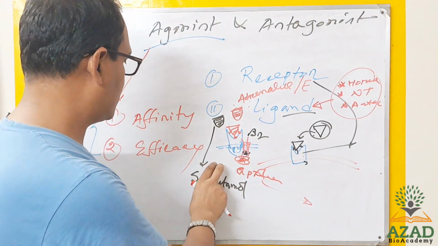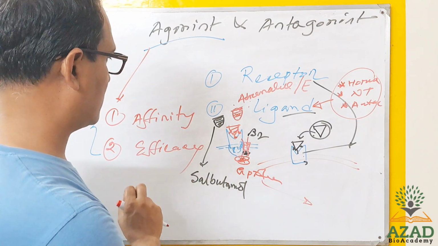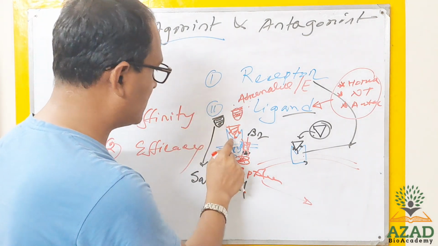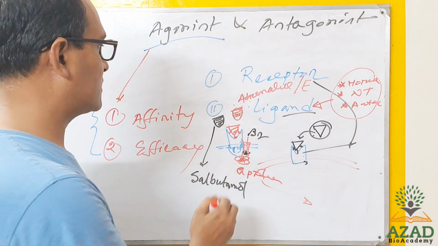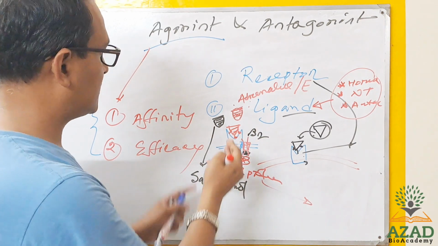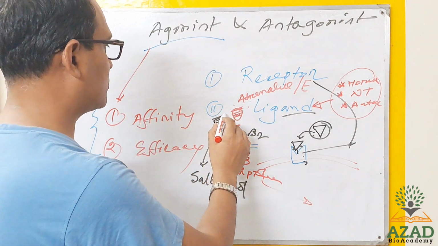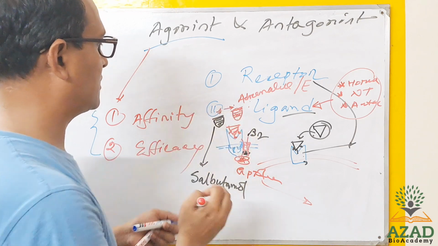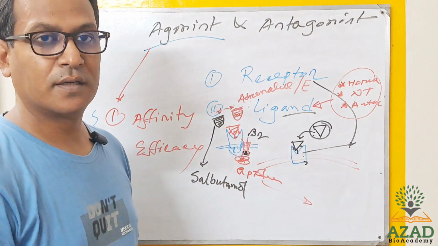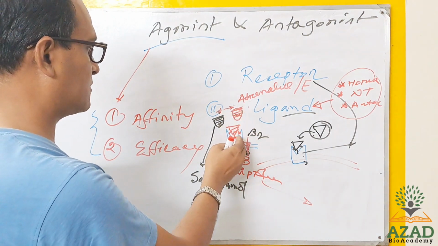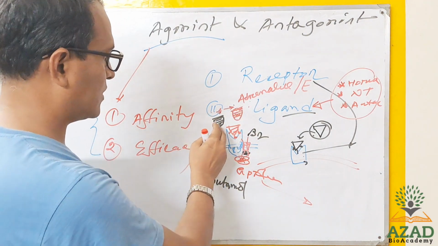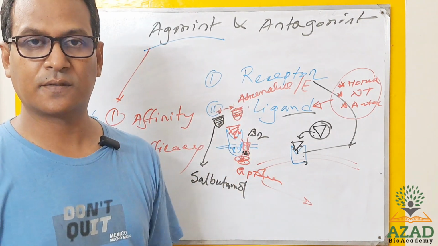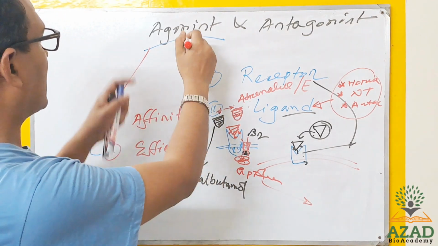Then you will, of course, take salbutamol. Salbutamol will bind the same receptor, and it also has the ability to change the conformation. That means similar activity and similar structure. So this one is an agonist with that. That means both are agonists to each other. You can say this one is an agonist with the specific receptor, this one is also an agonist with the specific receptor, and both are agonists to each other. Okay, so this is the agonist method.